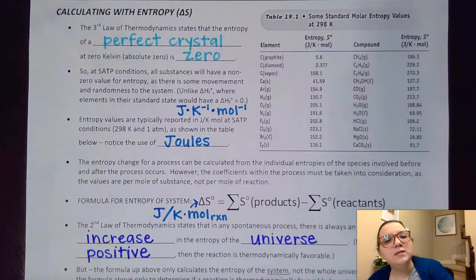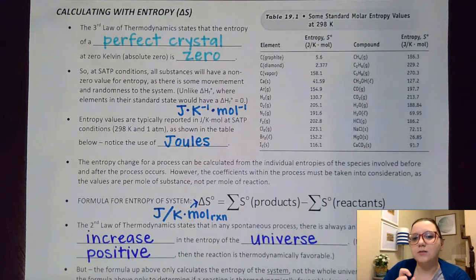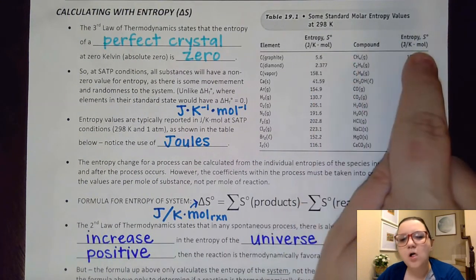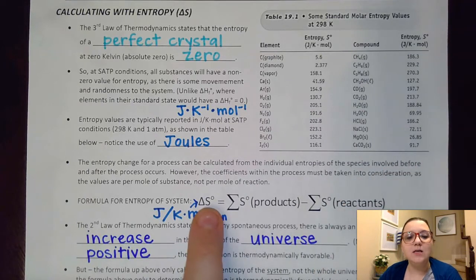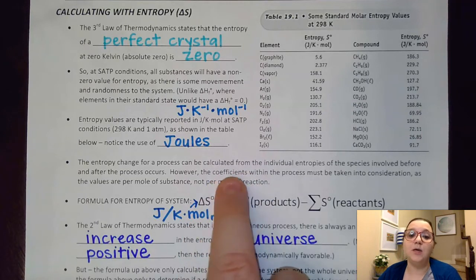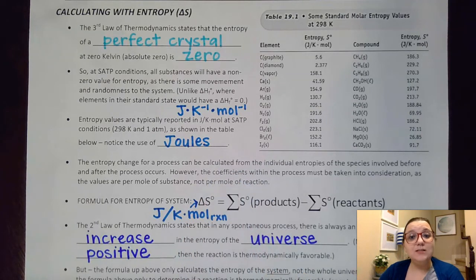However, those entropy values for our substances are per mole of just that substance. But if what I'm trying to calculate is the entropy of the overall reaction, then I may need to take into consideration how many moles of that substance are in the reaction, meaning I'm going to have to take into account the coefficients. And we did see that when we used the heat of formation equation as well. All of our individual heats of formation had to be multiplied by their coefficient. So we're going to see that same thing here.